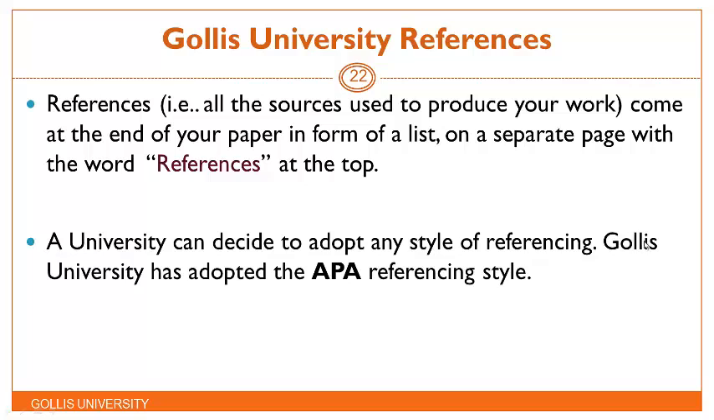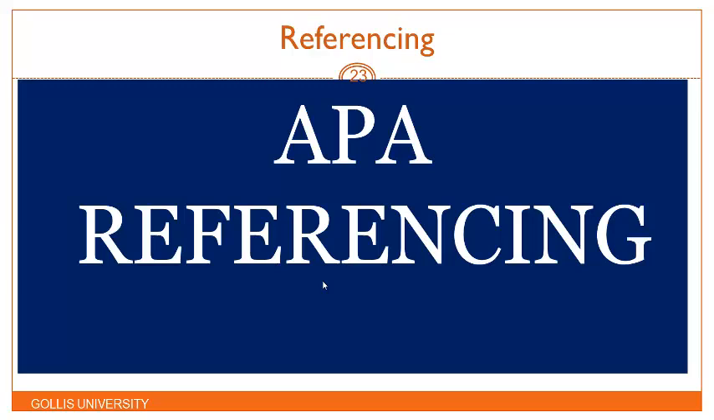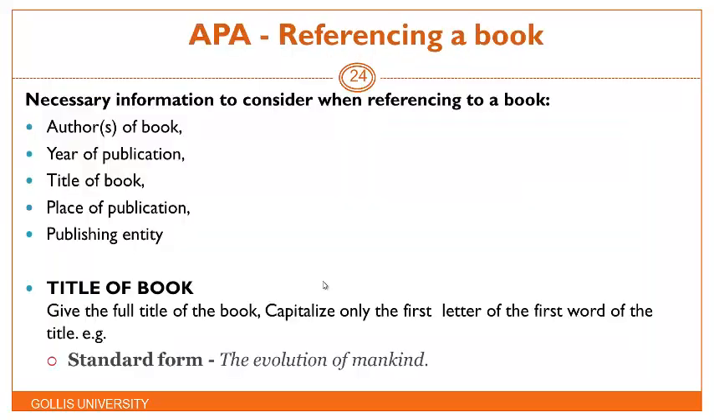So a university can decide to adopt any style of referencing. Like at Golis University, we have adopted the APA referencing style. That is the American Psychological Association referencing style. So what is APA referencing? According to APA referencing, the information you need to provide, for example, if you're referencing a book or a textbook, what is the necessary information to consider?